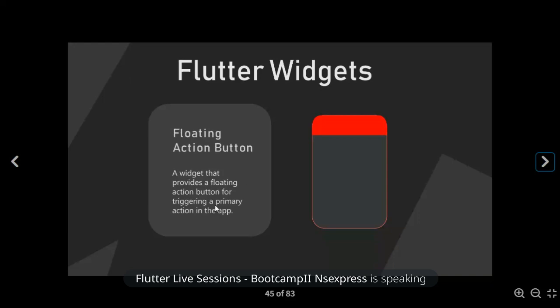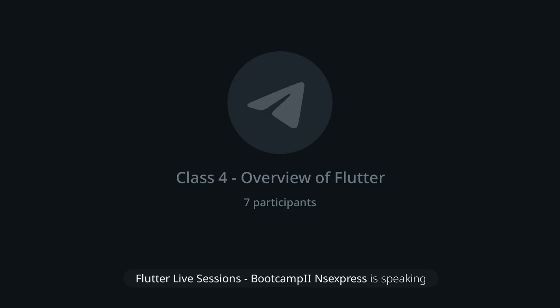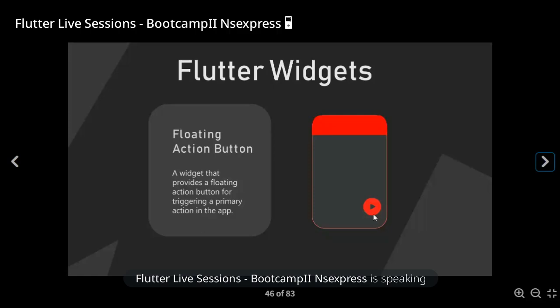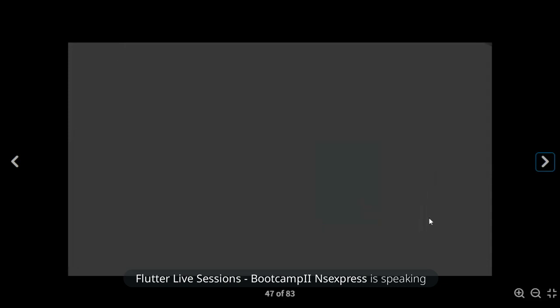So floating action button is a widget that provides a floating action button for triggering a primary action in the app. Here's an example. Let's say you want to trigger play, you click on it, it should play. Or if you want to add something. If you install Flutter, the default screen that will show if you run your app has a floating action button there. You can use different icons, it might be an add icon. So we are done with that.